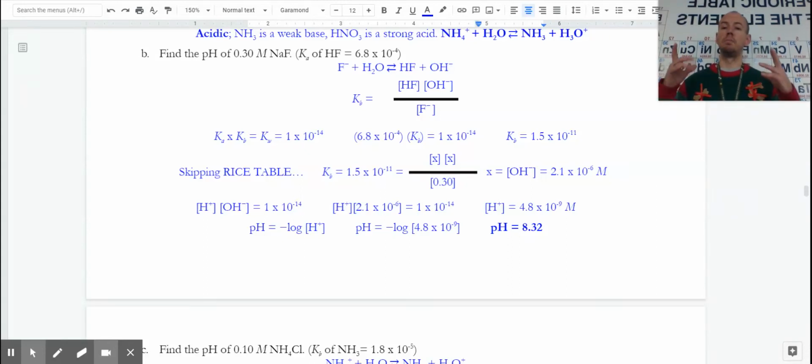On 7b, we're applying what we saw on 7a to do some math. Here we have a salt. The salt has a certain concentration, and we want to know what is the pH. So the important piece to this is recognizing that sodium's from sodium hydroxide, a strong base, and has no acid or base properties. Fluoride is from hydrofluoric acid, a weak acid, and therefore is a weak conjugate.